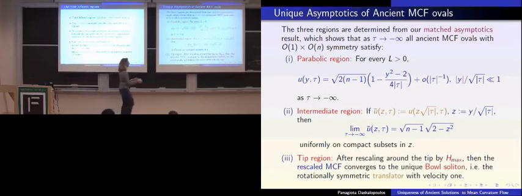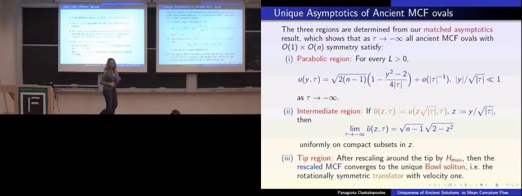And then you see that when y squared is 4 tau, this will vanish. And that's exactly what is going on up to lower order. Up to lower order, the tip lies at the region where y squared over 4 tau is more or less 1. Right? So this is asymptotic. And so the intermediate region is this, and the tip region happens after a rescaling.